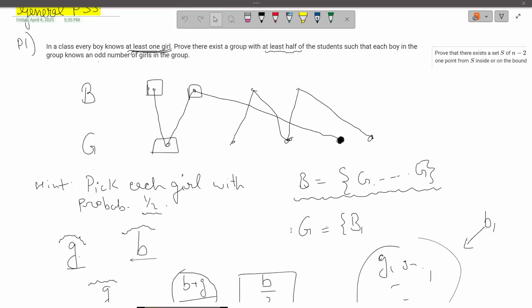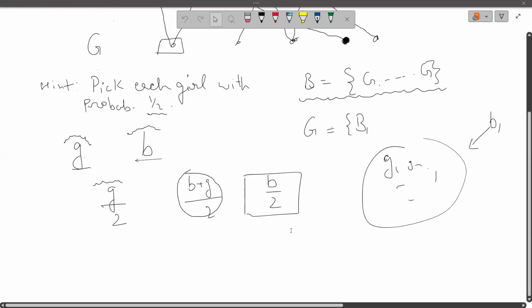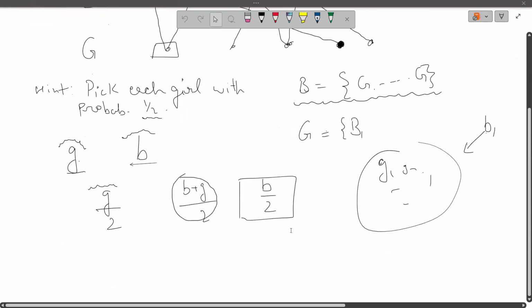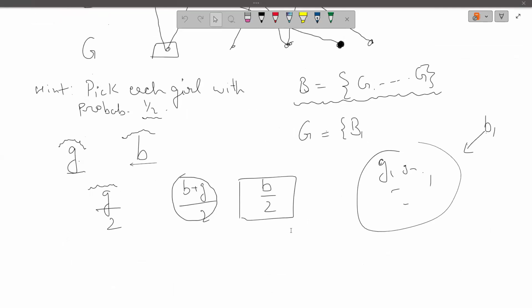Right. Since you have an equal probability of choosing and not choosing a girl, the degree of the boy also has an equal probability of being odd or even. Roughly, it depends on the starting degree, but roughly it's equal. So if there's a probability of half for choosing each of the boys, by the expected value, can't we claim that B by 2 boys must roughly exist?